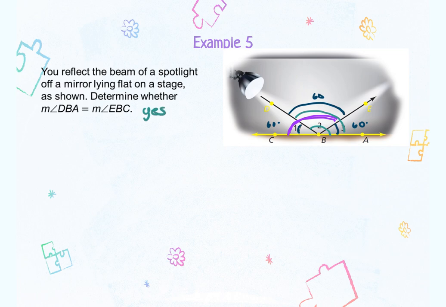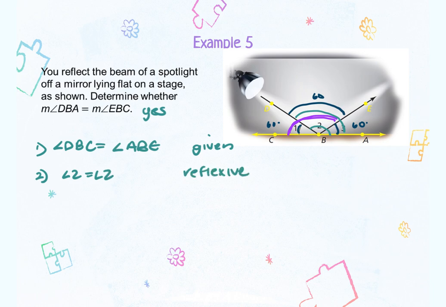if I needed to show proof, I could have said angle DBC is equal to angle ABE, and that's given because that's in my picture. Then I could have said angle 2 equals angle 2, and that's reflexive because anything equals itself. And then I could have said angle 1 plus angle 2 equals angle 3 plus angle 2, because I could have also said this is angle 1 and this is angle 3. And that's the addition property of equality.